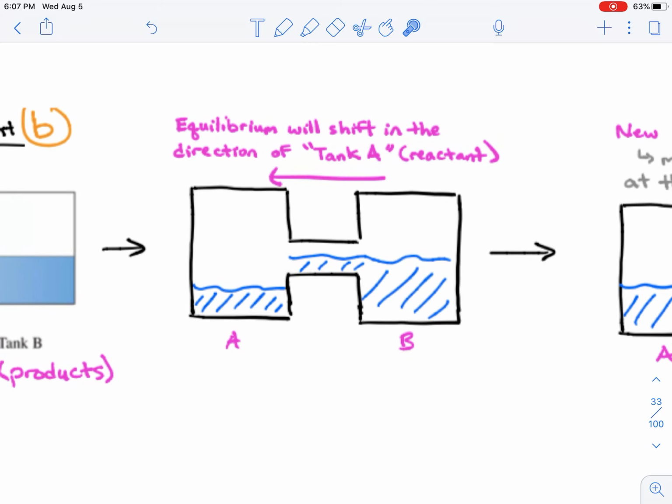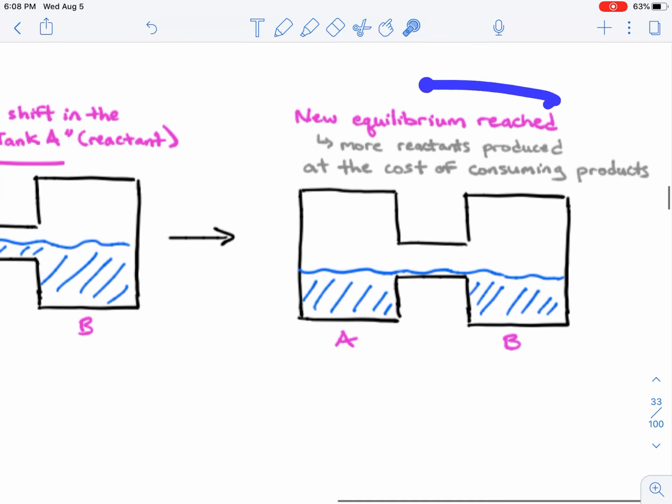If we allow this scenario to play out in our mind, and if we allow gravity to do its thing, the liquid in tank B is going to flow from tank B into tank A. And so overall, there's going to be a net shift in the direction of tank A, which is representing the reactants, and it's going to do so until a new equilibrium is reached.